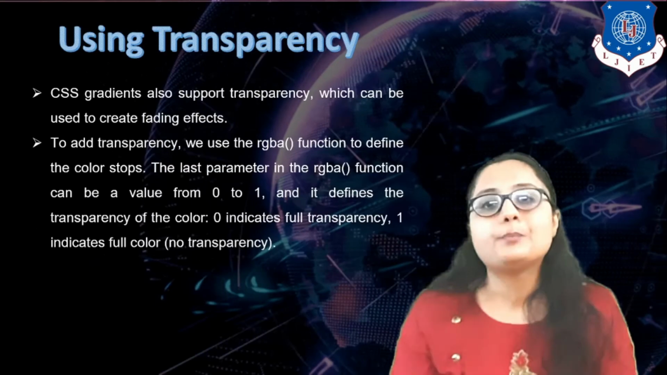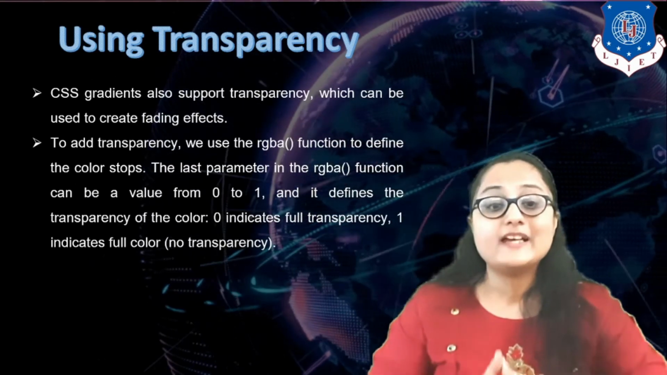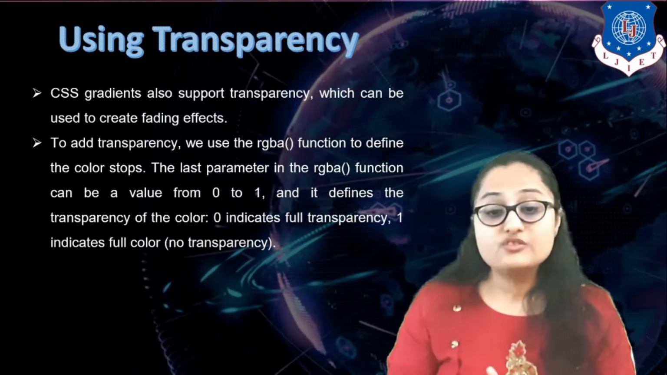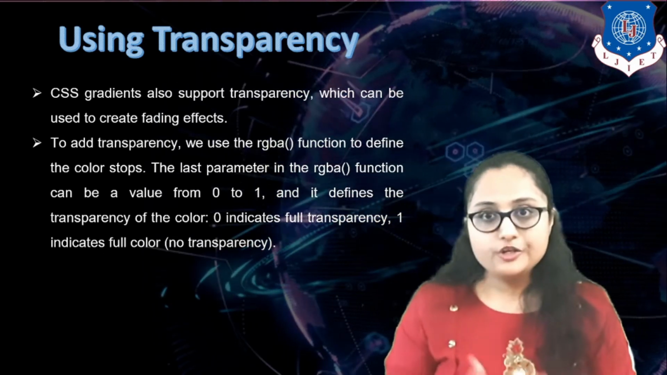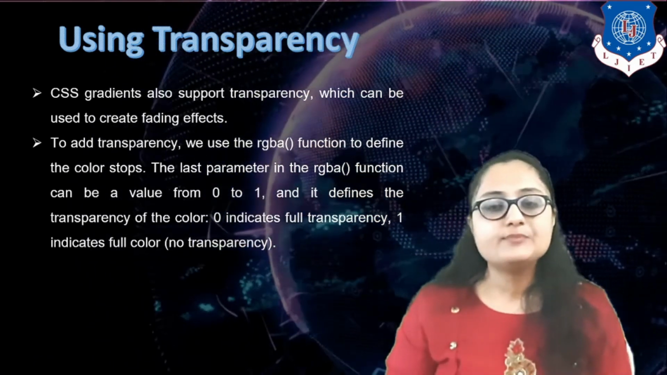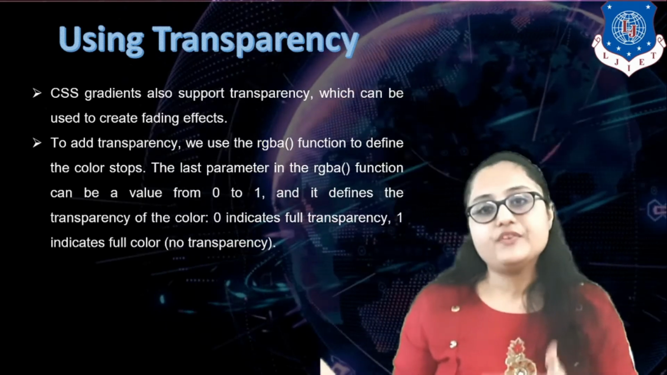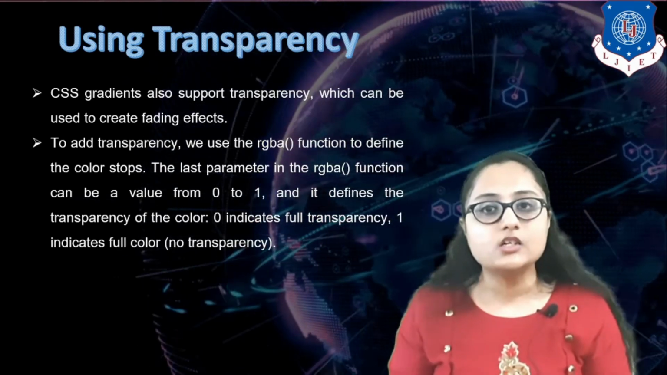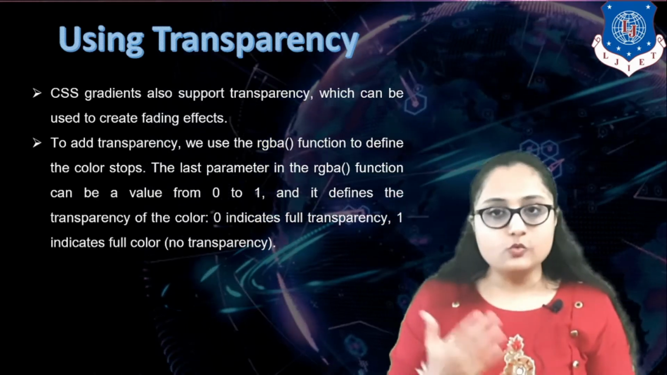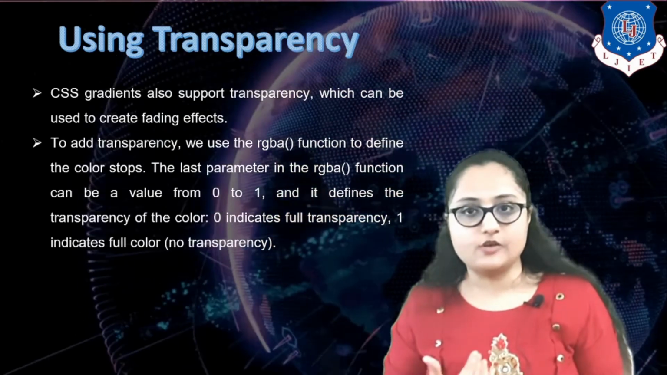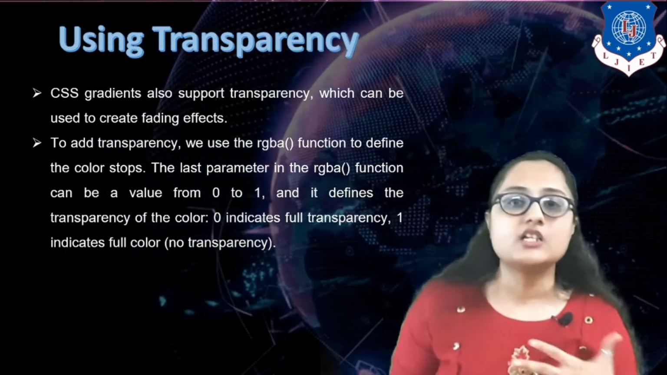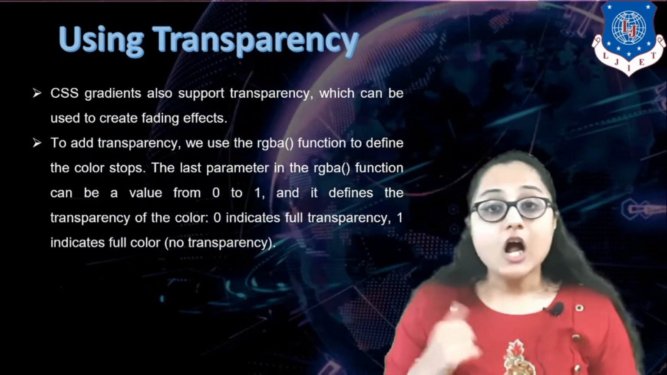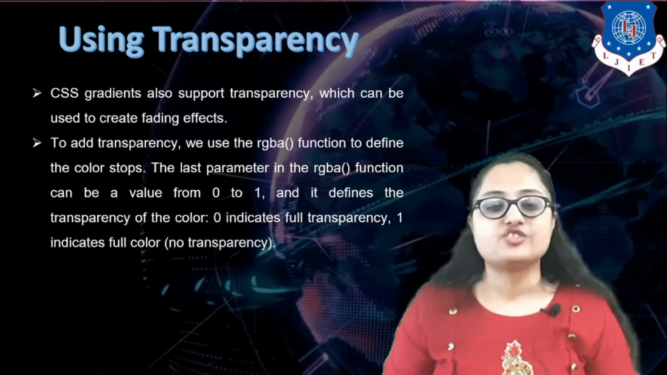The next property which linear gradient provides you is it supports transparency. Now what do you mean by transparency? Many times whenever you are specifying this gradient effect, you want that some colors are faded. So you want higher transparency in some of them, you want lower transparency in some of the colors. How can we add this transparency?